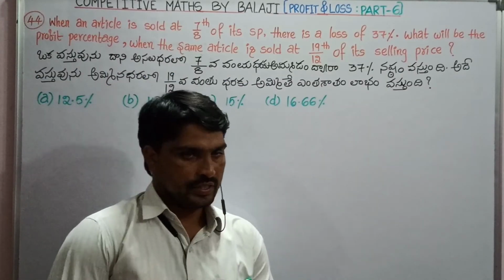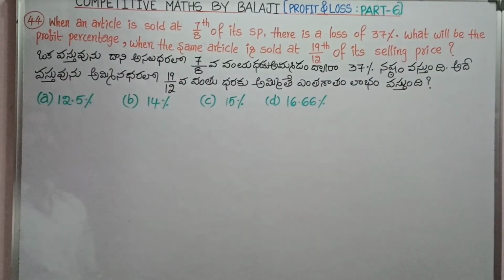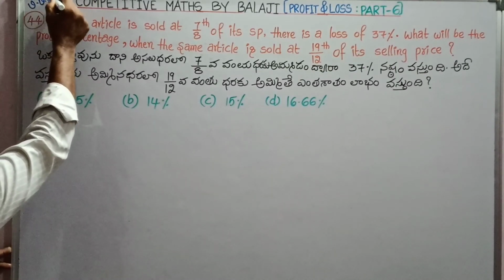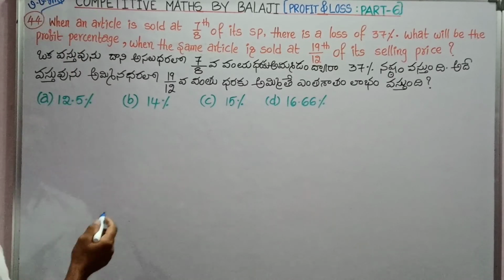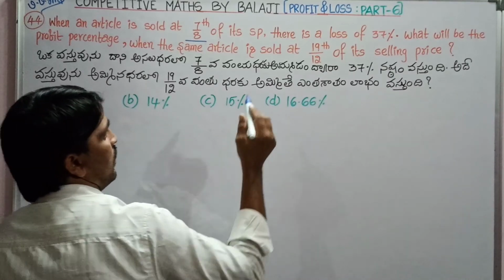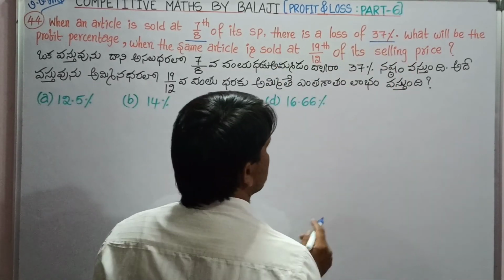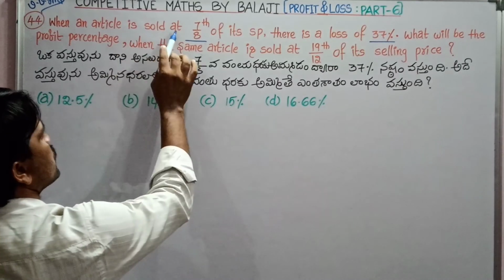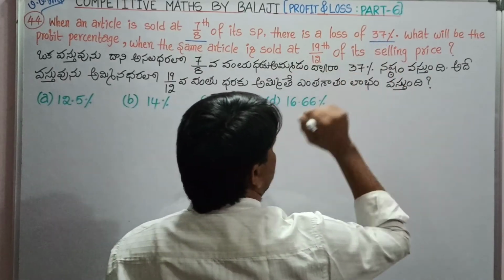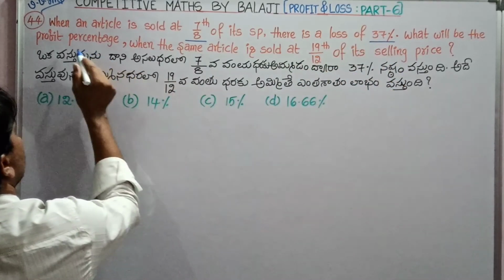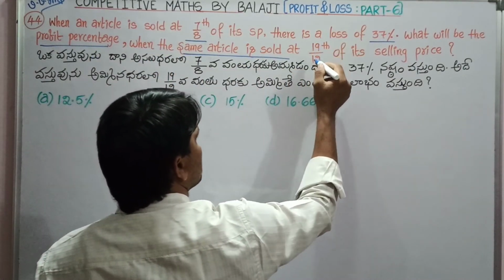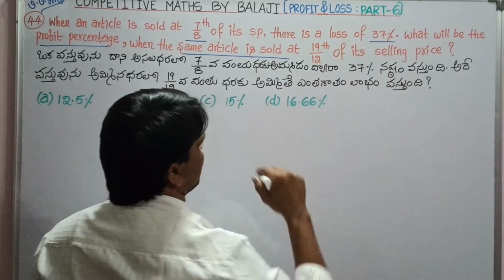Next and last question of this class, 44. Very important question. When an article is sold at 7 by 8 of its selling price, there is a loss of 37%. What will be the profit percentage when the same article is sold at 19 by 12th of its selling price?